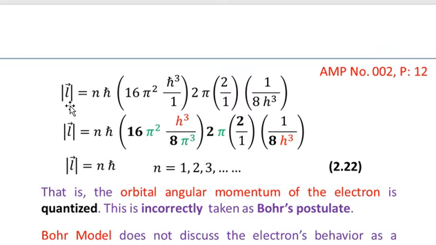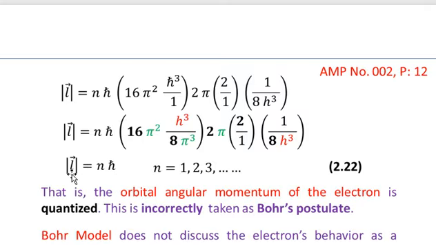this term: the orbital angular momentum is now equal to n h bar, and then the first parenthesis contains 16 pi square into h cube, h to the power 3, divided by 1, 2 pi times 2 over 1, and then the last parenthesis contains 1 over 8 h square. In the next slide I have given different colors to these parameters, and you will see that all these parameters and all the parentheses will mutually cancel out each other, and then the magnitude of the orbital angular momentum of the electron will be equal to n h bar. You see that h bar is a constant quantity.